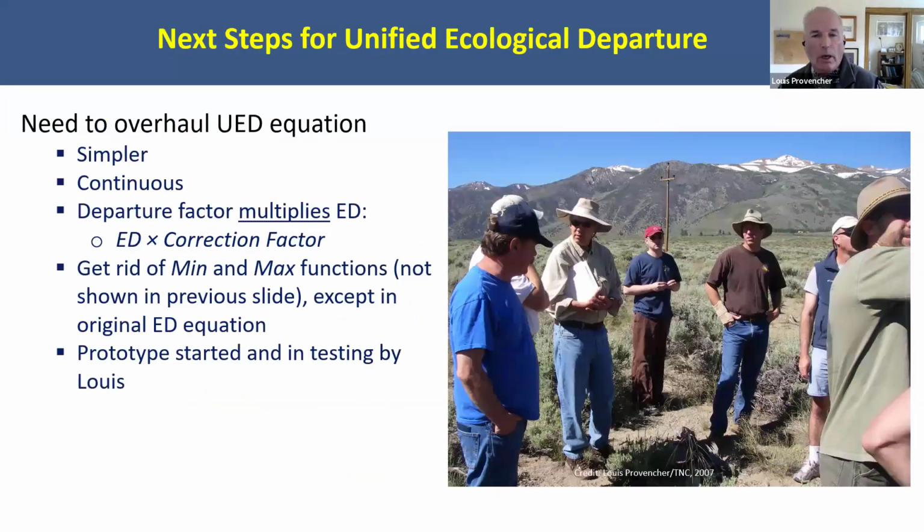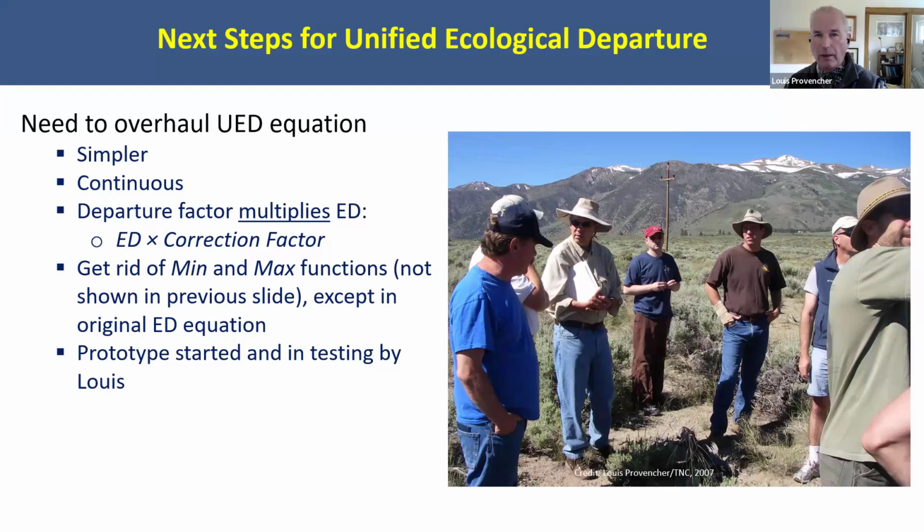So the next steps: we're going to overhaul this formula. I want something simpler that's more continuous, and I'm working on it right now. So it's going to be ecological departure multiplied by a correction factor. Get rid of all these min-max functions, because I didn't show them because it just makes everything clunky. And I started a prototype and I showed it to the staff and they nearly vomited, but that's all right. It's a work in progress. But anyway, it's going to be a simpler formula in a more continuous form.